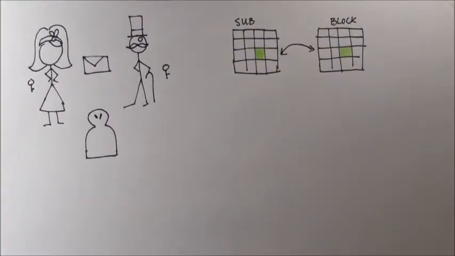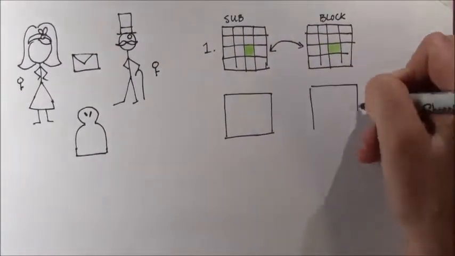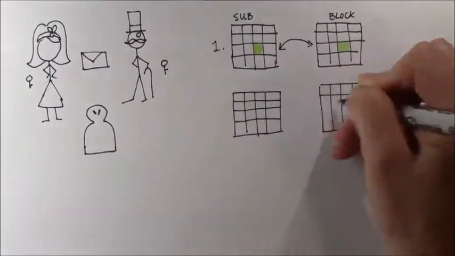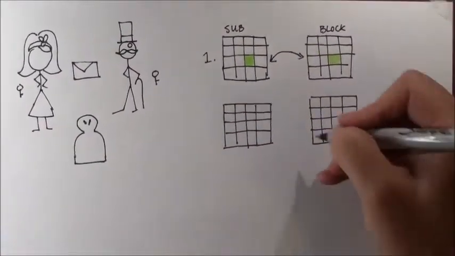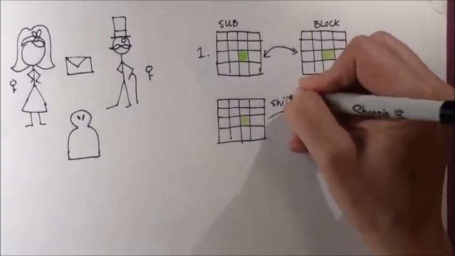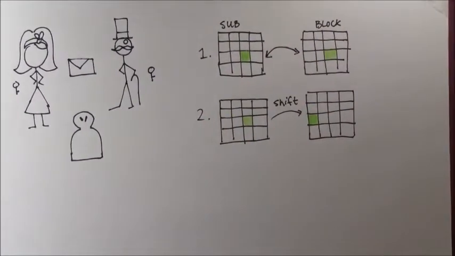First, the first step is a substitution step where each cell in the block matrix is replaced with a corresponding byte from a substitution matrix. The second step is a shifting step where rows of the block matrix are cyclically shifted based on an offset that is determined by the location of the row in the matrix. These shifts are always by power of 2.